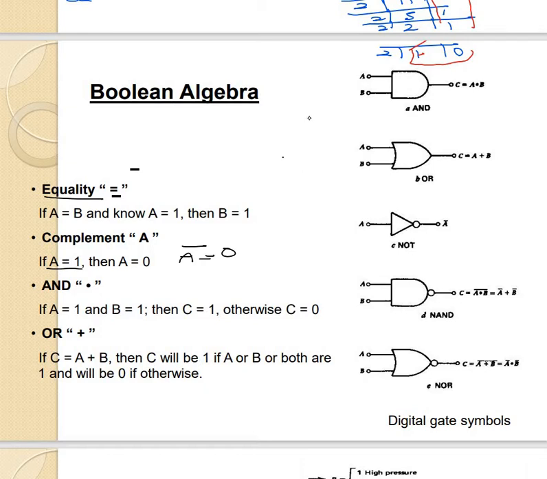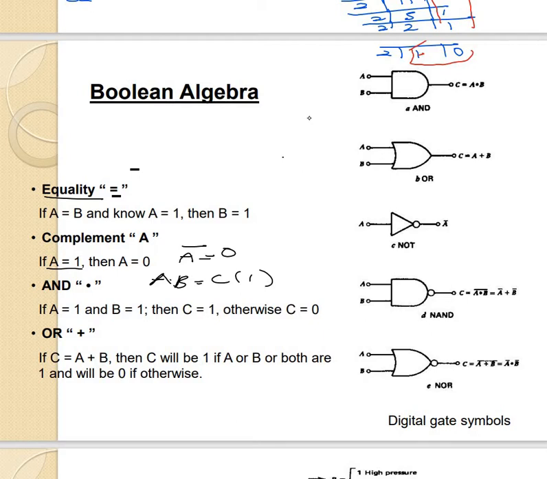So another logic gate is AND. AND is represented by dotted multiplication. So if we have A equal to 1, B equal to 1, so if A and B, that means we have to multiply, equal to C. So C will be equal to 1. If we have A 0, B 1, then C will be equal to 0. Or A 0, B 0, C equal to 0.